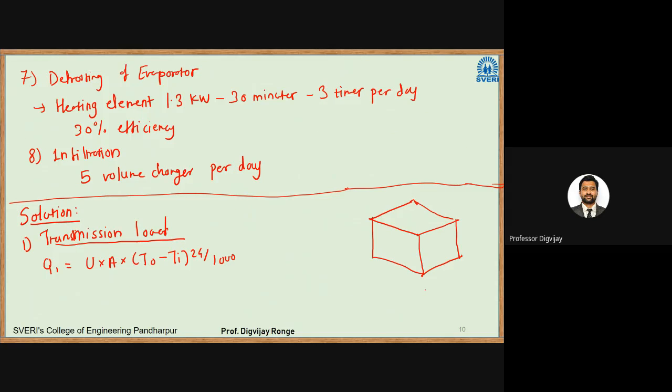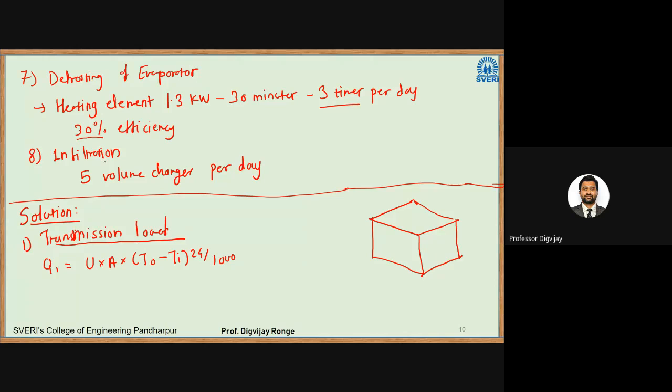Seventh load is a defrosting of evaporator. In this case, I will use a heating coil which has a capacity of 1.3 kilowatt. I will use it for 30 minutes once, and within a day I will do the defrosting 3 times. So 3 times per day. Its efficiency is 30%. So this heating coil is having efficiency of 30%.